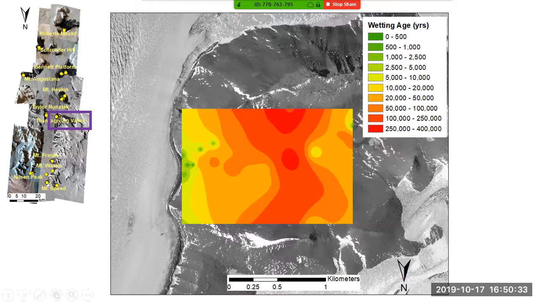And then as you move further inland, you start to have these really red areas. So like, big no, there's probably nothing living there. And what's interesting about this site, because again, we don't know as much about it, is that the other side of the valley has lower wetting ages again.